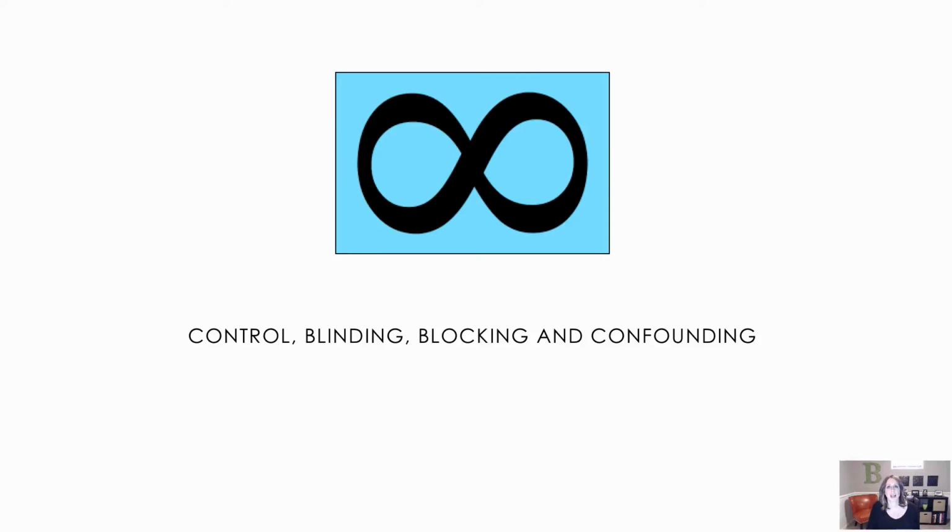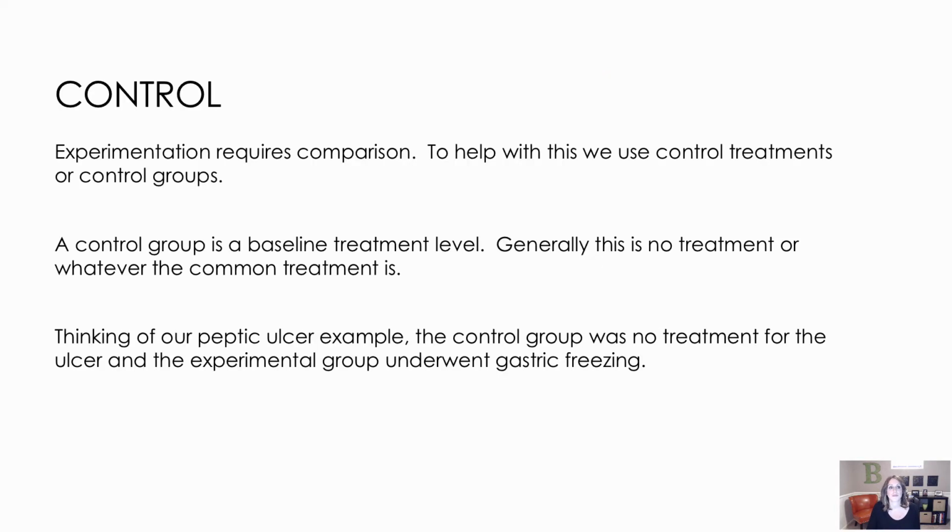So again, before we actually design an experiment and go through the entire process, I want to talk to you about control, blinding, blocking, and confounding. So control, we've already talked about the importance of this, but essentially we're trying to control everything that we can.